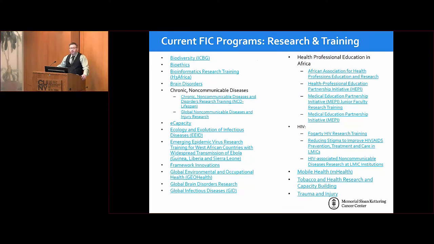These are the list of current Fogarty International Programs for research and training. I just wanted to point to a few of them, but each of them listed here has funding opportunities that are current. Some of them don't have any running at the moment, but when they do, they will be listed here. So if any of these programs are of interest to you, I definitely think you should follow those.